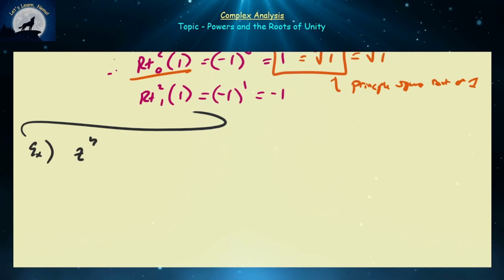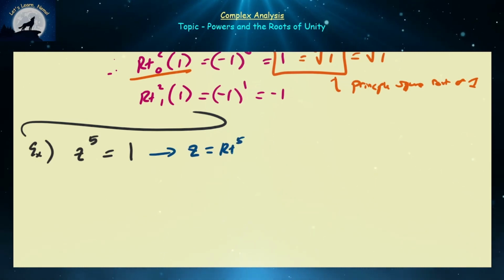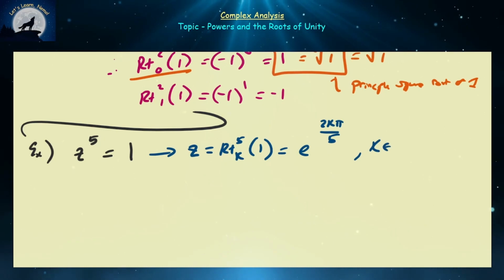So let's assume that we have z to the power of 5, which is going to be equal to 1. So what are the solutions to this equation? Well, the solutions are going to be z is equal to the fifth roots of 1, which is going to be equal to e to the power of 2k pi over 5, where k belongs to the set 0, 1, 2, 3, and 4.